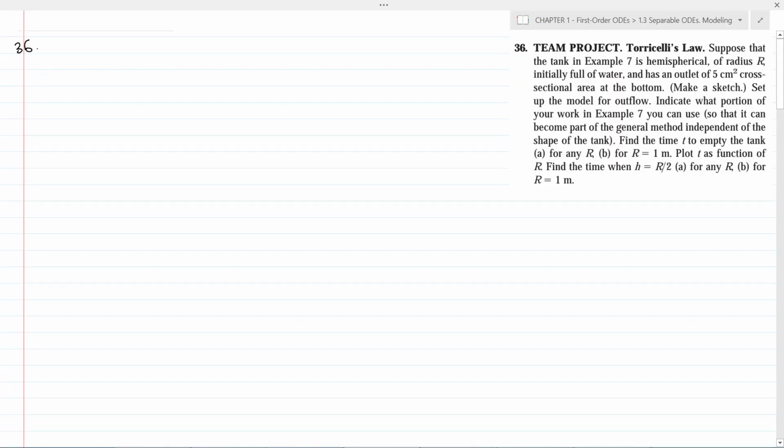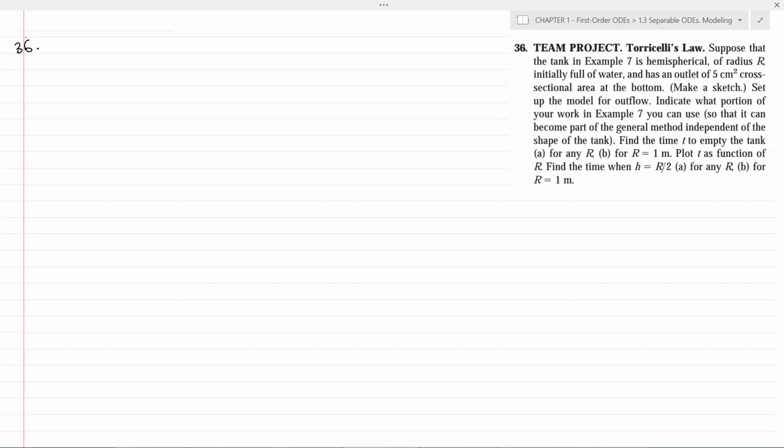Question 36, Torricelli's law. Suppose that the tank in example 7 is hemispherical of radius r, initially full of water, and has an outlet of 5 cm square cross sectional area at the bottom. Make a sketch. Set up the model for outflow. Indicate what portion of your work in example 7 you can use so that it can become part of the general method independent of the shape of the tank.